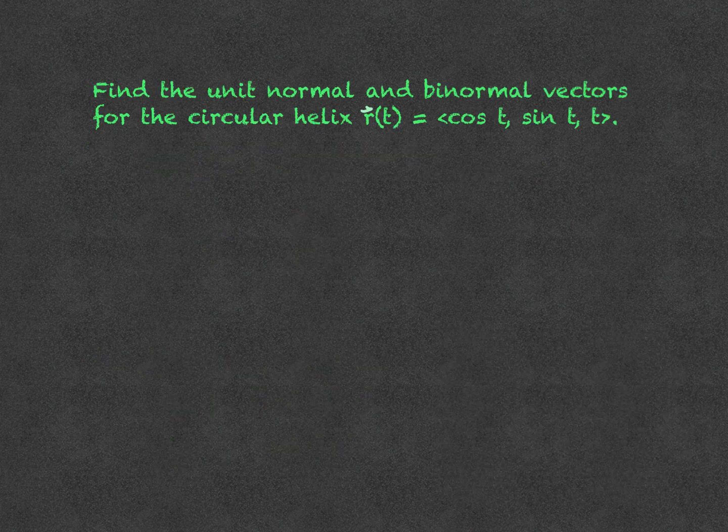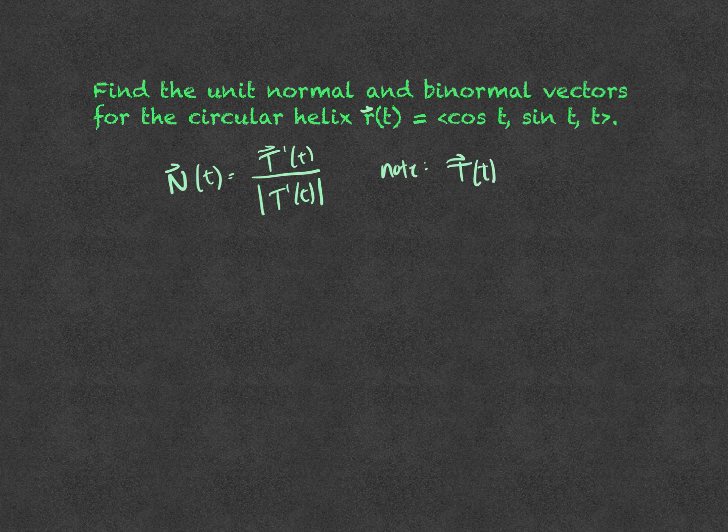So we're supposed to find the unit normal and the binormal vectors for the circular helix that we've looked at before. So let's start off with the fact that N of t, that's our normal vector, and it's perpendicular to the unit tangent vector, is the derivative of the unit tangent vector over the length of the derivative of the unit tangent vector. We've used this before. And I'd like to make the note here that our unit tangent vector T of t equals r prime of t over the length of r prime of t.